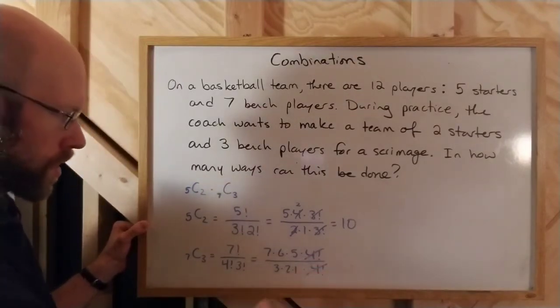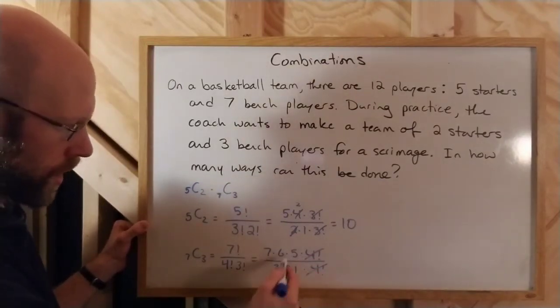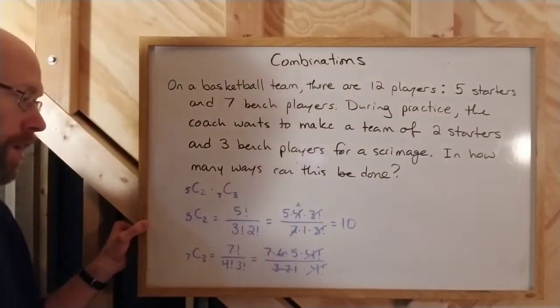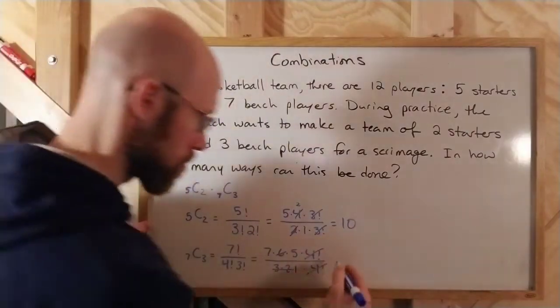I cancel the 4's out, and what's nice is the 3 and the 2 cancel out together with the 6, right? 3 times 2 is 6, so I can cancel all that out. And I'm left with just 7 times 5, which is 35.